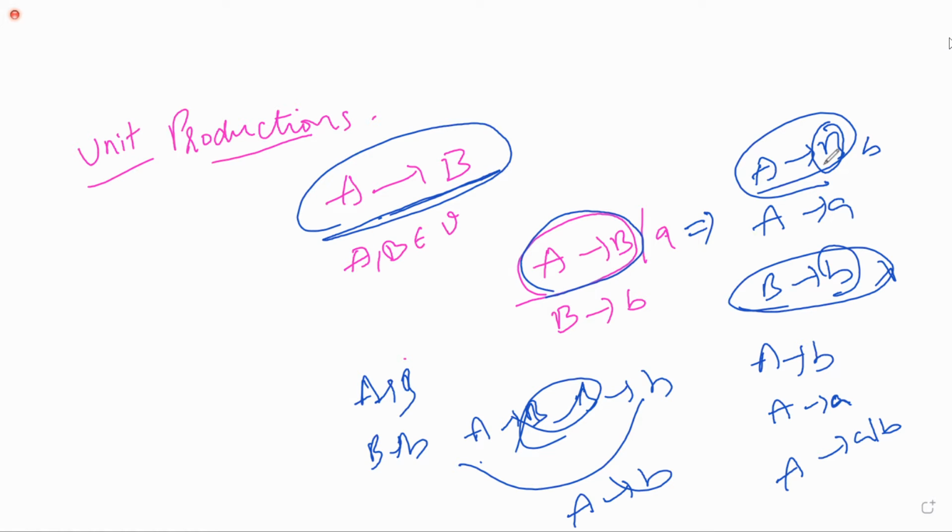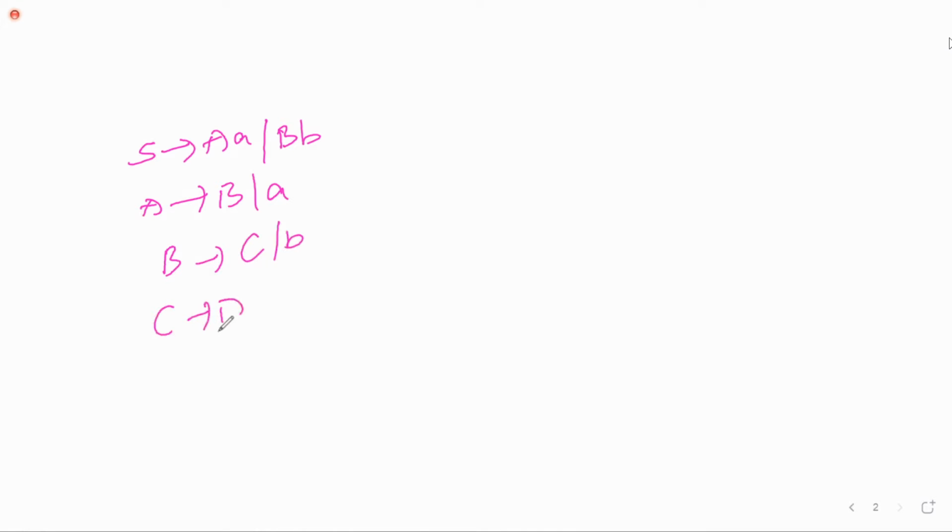Yes, ma'am. Okay. Now I'm moving forward. S tends to AA or BB. A tends to B or A. B tends to C or B. C tends to D. D tends to E. E tends to A.